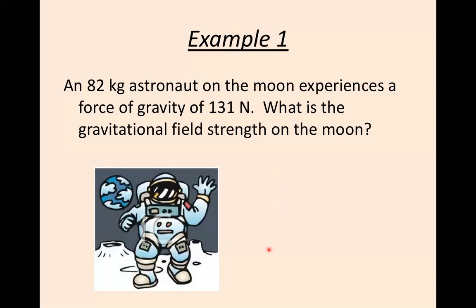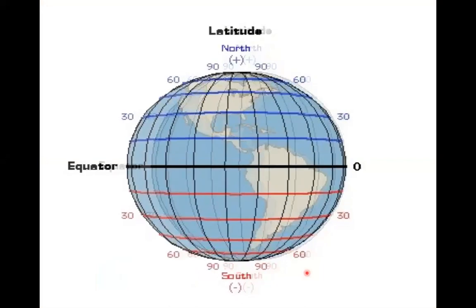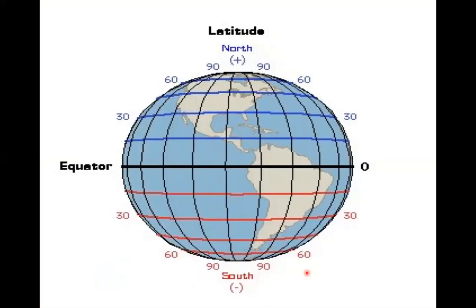So now let's look at the gravitational field strength around the Earth. The Earth is not perfectly spherical. It's actually fatter around the equator due to its spin. So this force field exists all the way to the center of the Earth.